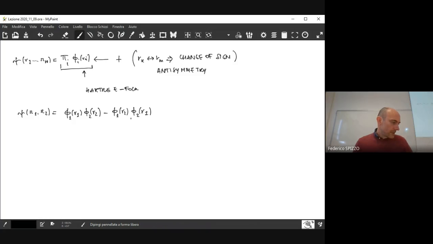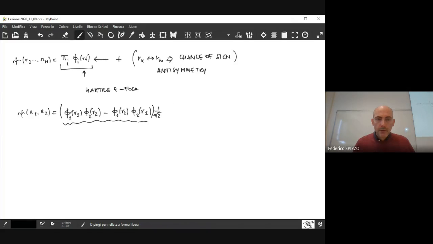So in this way, if you use this term here, what you have is that if you exchange electron 1 and electron 2, then you have the appearance of a minus sign in front of the wave function. Here we also need the normalization factor. So in this case, again, if you use this structure, you may actually have antisymmetry. This structure can be written in a more compact way.